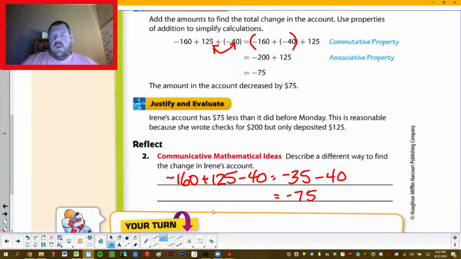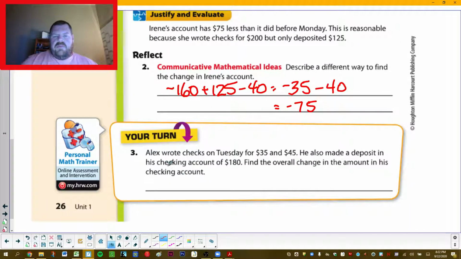Okay. All right. Number 3, Alex wrote checks on Tuesday for $35 and $45. He also made a deposit in his checking account of $180. Find the overall change. So same kind of problem. He's writing checks, so checks are negative. So we have negative 35. I'm going to use this as an addition problem. Plus negative 45 plus a positive 180. So what do you think? Is his overall change going to be positive or negative? Total guess right now. I want you to take a guess.